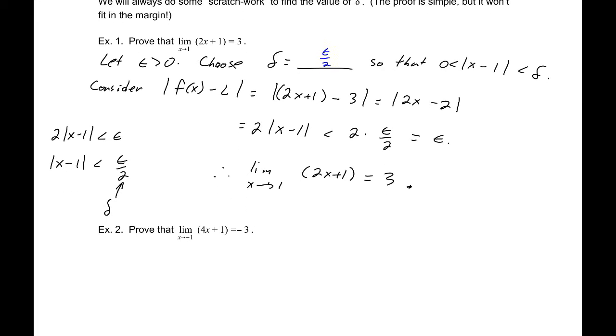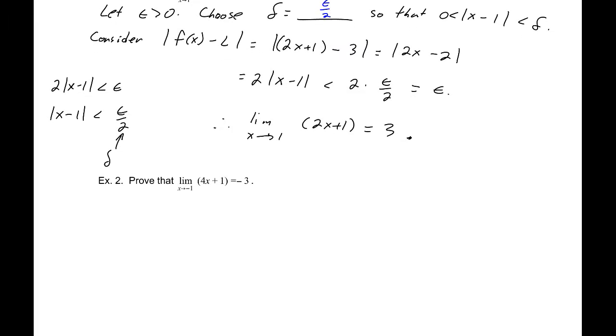All right, let's look at another that's very similar to this. Prove that the limit as x approaches -1 of 4x plus 1 equals -3. Again, what we've said before is we can plug that in. We can evaluate at -1, and that is, in fact, -3. But now we want to prove that in general. So let's let epsilon be greater than 0. Choose delta equal to something. We'll do some scratch work to figure that out.